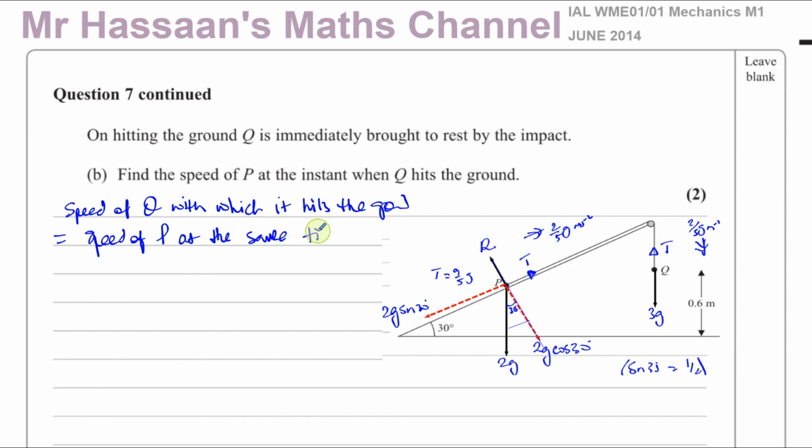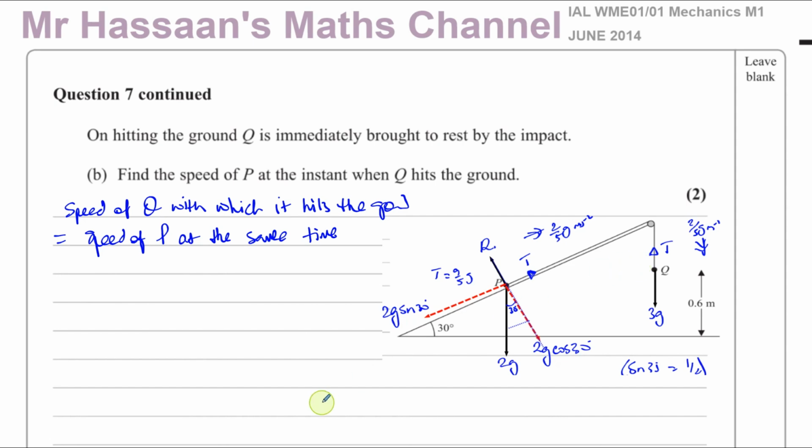Okay, so because they're connected by this light inextensible string, the moment that Q hits the ground, the speed with which it hits the ground will be the same speed with which P moves up the plane. So if you want to find the speed of P at the instant when Q hits the ground, then we need to find the speed of Q when it hits the ground. It will be the same thing because they're connected by a light inextensible string.